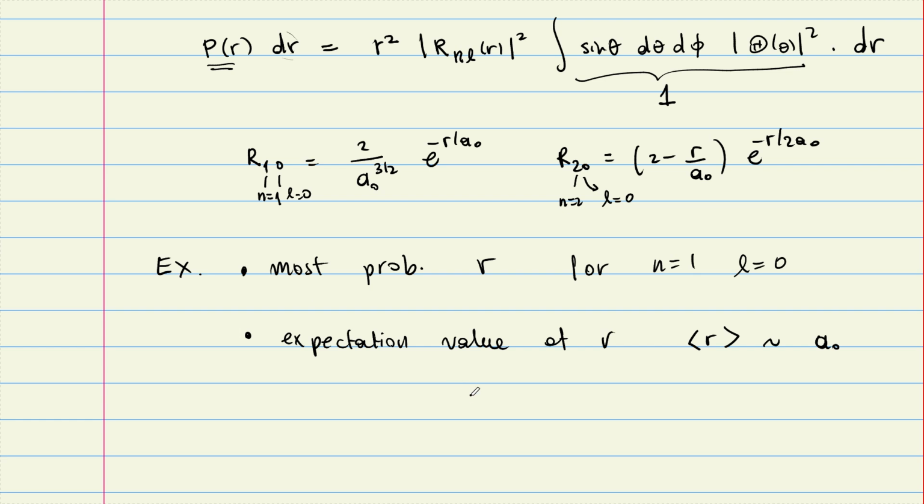You can also calculate the expectation value of 1 over r. And what do you think this can be? Again, there's only a naught. This is 1 over a naught. You can calculate these things if you want to exercise the integrals a little bit.